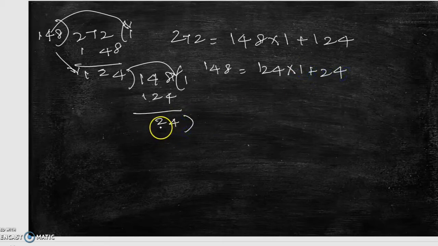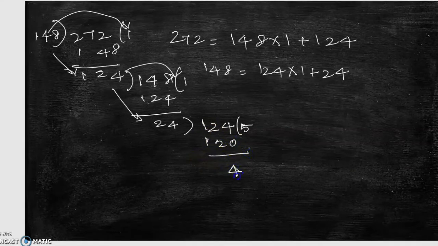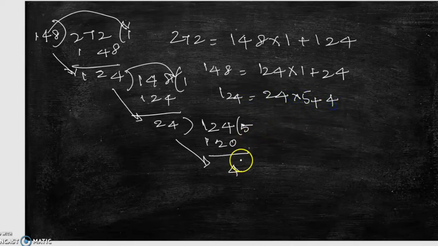Now since this is not equal to 0, this 124 comes down here. 24 and 124: 24 goes 5 times. 5 fours are 20, 5 twos are 10, 11, 12. The remainder will be 4. So 124 equals 24 into 5 plus 4. In the next step, 24 comes down here, and 4 sixes are 24, remainder 0.